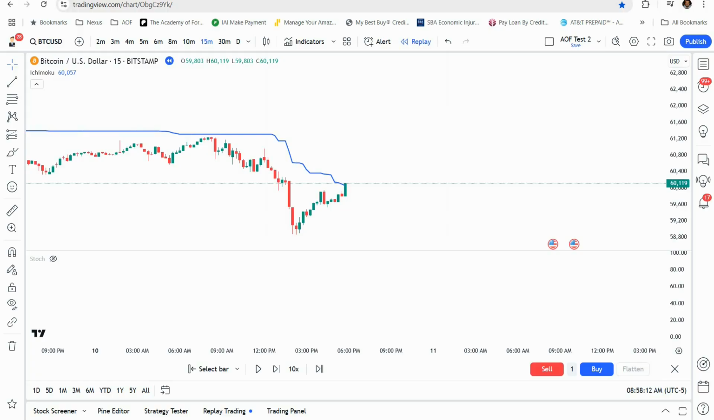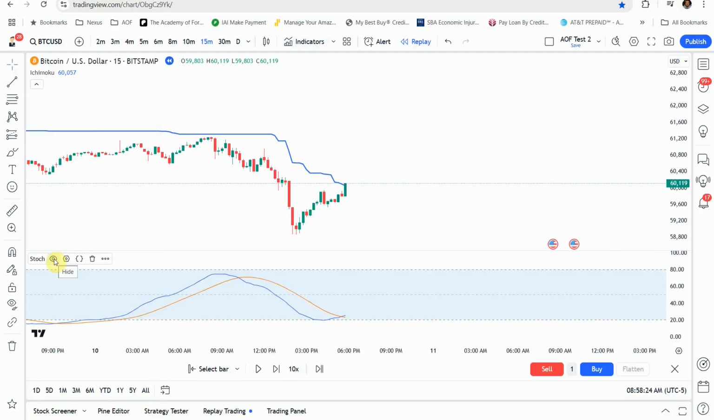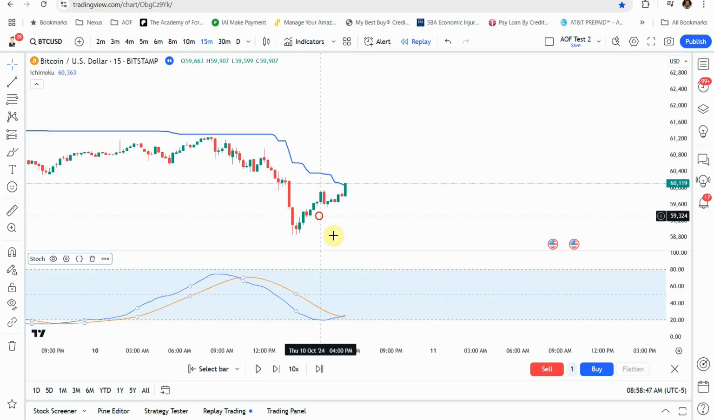The next indicator we will add to the screen is going to be just the classic stochastic indicator. This one right here, again, just a TradingView built-in indicator. Both of these are just your standard built-in TradingView indicators, classic indicators, if you will. And so go ahead and jump into the settings of this one as well. And what you're going to want to do is change the %K to 50, the %K smoothing to 25, the %D smoothing to 15, and click OK.